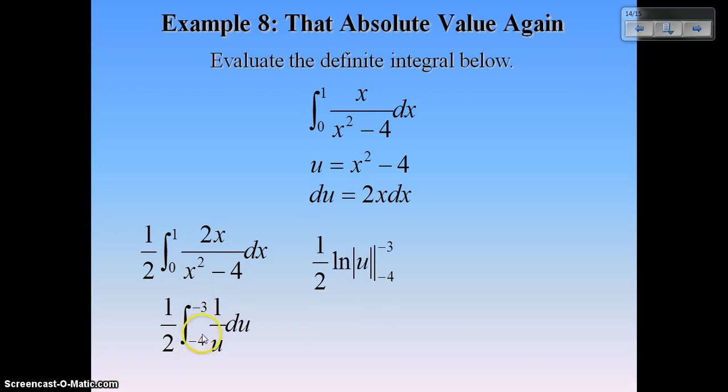Now notice again, I changed my numbers. Negative 3, negative 4. How did I get them? I plugged 1 in for x, and I got negative 3. I plugged 0 in for x, and I got negative 4.